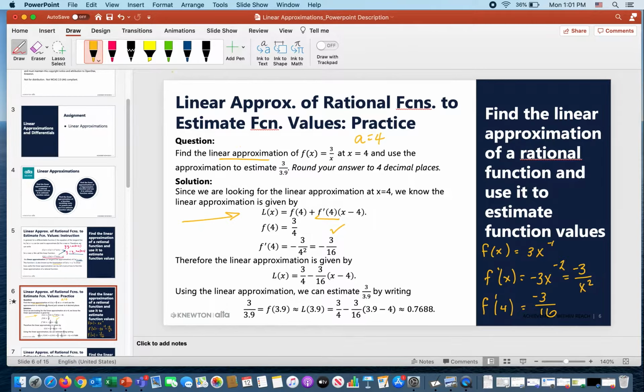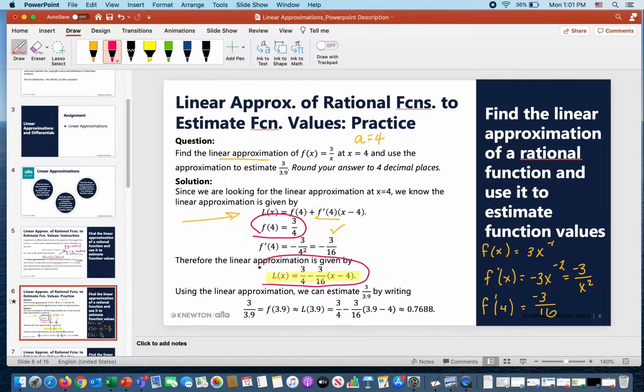Now plugging that in is where the PowerPoint is focused. We're plugging that into the formula for the linearization. So 3/4 comes from finding the function value at 4, minus 3 over 16 times x minus 4. Again, that a value is 4, and this is our linear approximation.